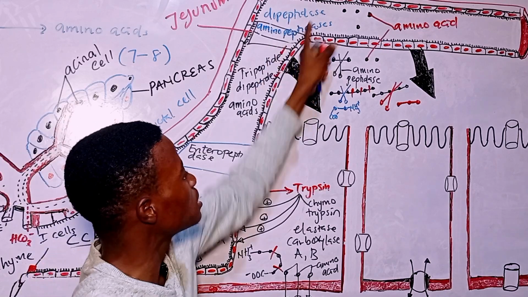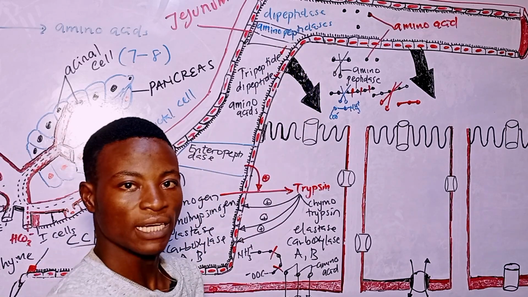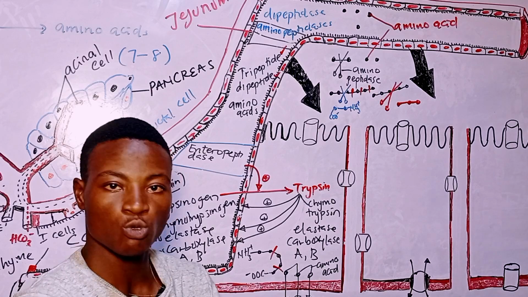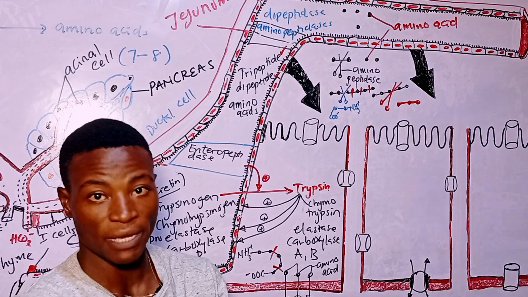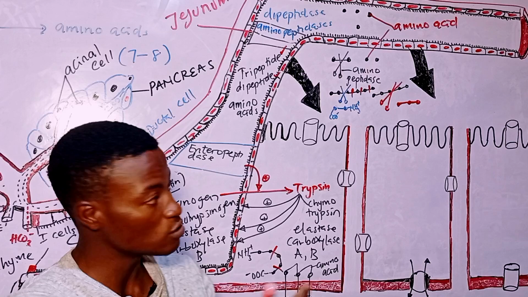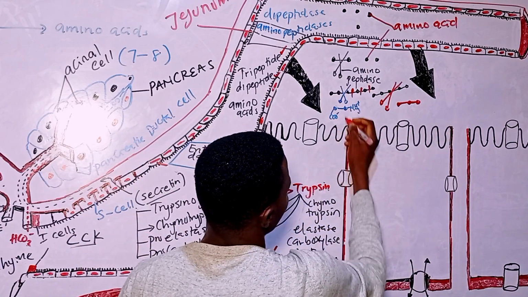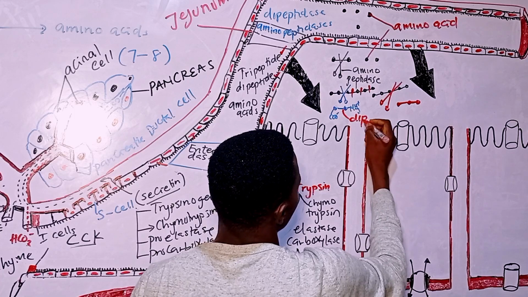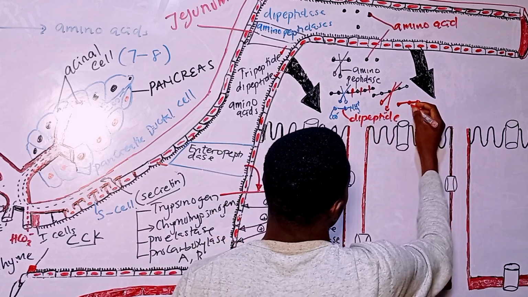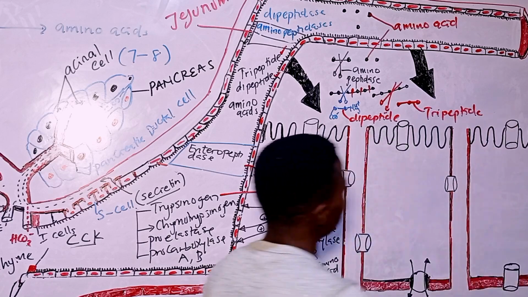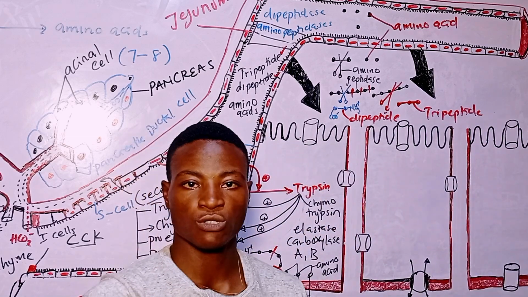But in the case of dipeptidase, it will act on the polypeptide, cutting it into two amino acids, which is a dipeptide. It's going to cut them into peptides which contain two amino acids. You understand? We're going to have two amino acids. That's basically what we have. So this is dipeptide, right? And this is tripeptide.